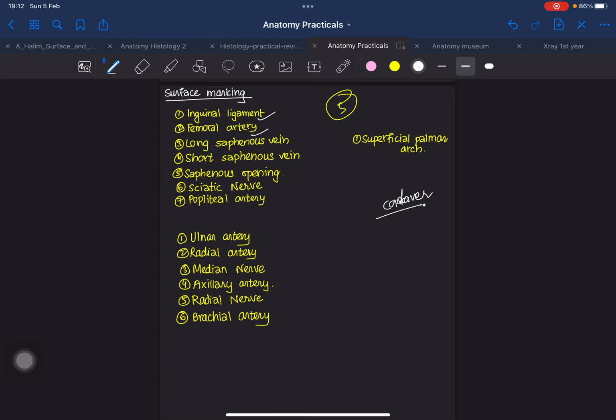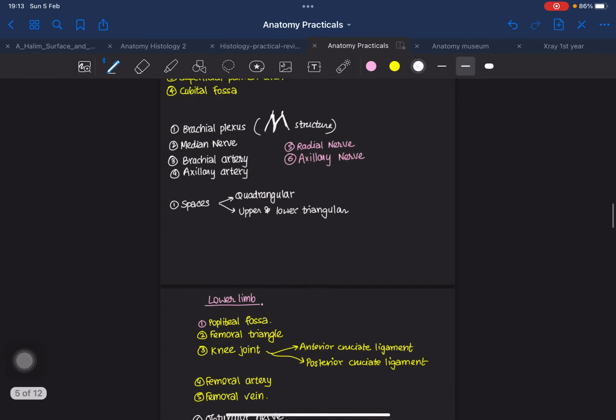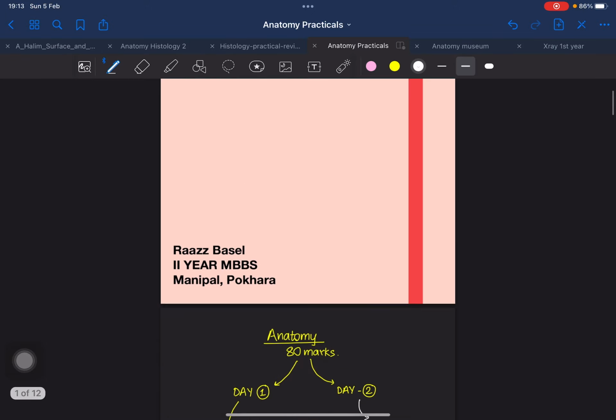Okay, the next is the long saphenous vein, it's very important. Short saphenous vein, saphenous opening, sciatic nerve, popliteal artery. Okay, and similarly the superficial palmar arch of the hand. Okay, and the ulnar artery, radial artery, median nerve, very important. Okay, axillary artery, radial nerve, and the brachial artery. The brachial artery was frequently asked in our university exam as well. Okay, these are all the things you have to take care of for the anatomy practicals.